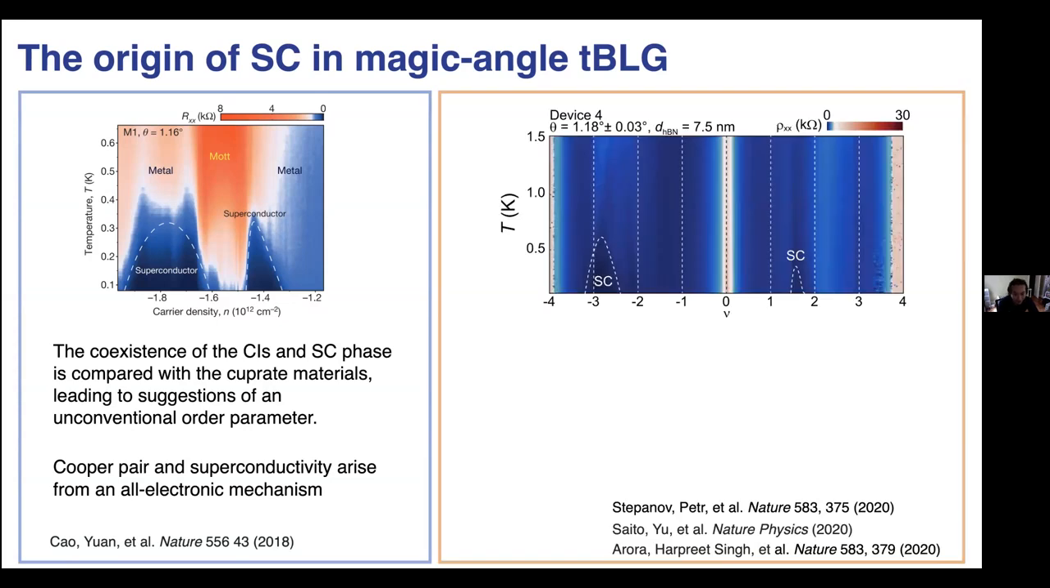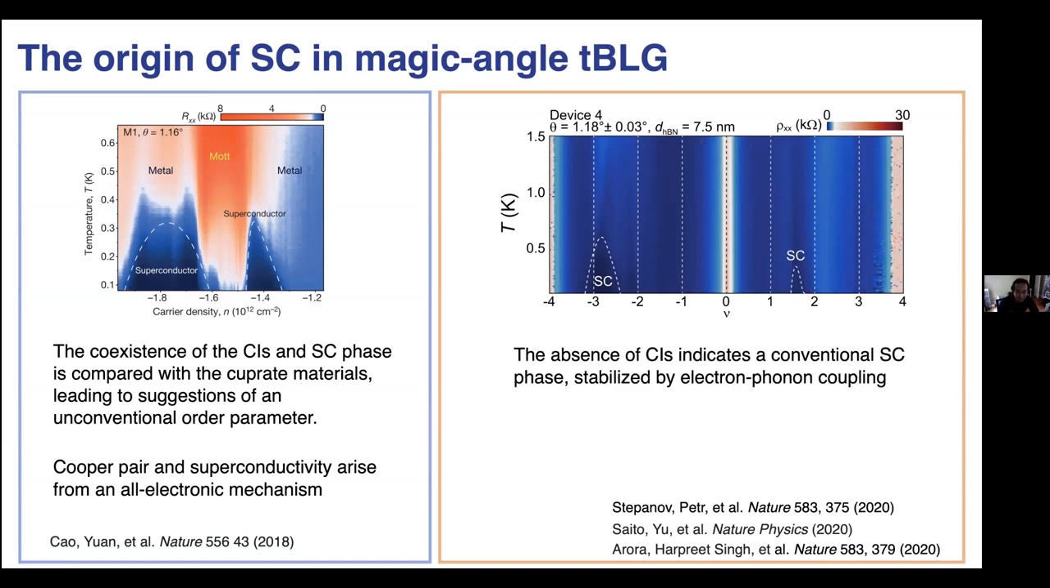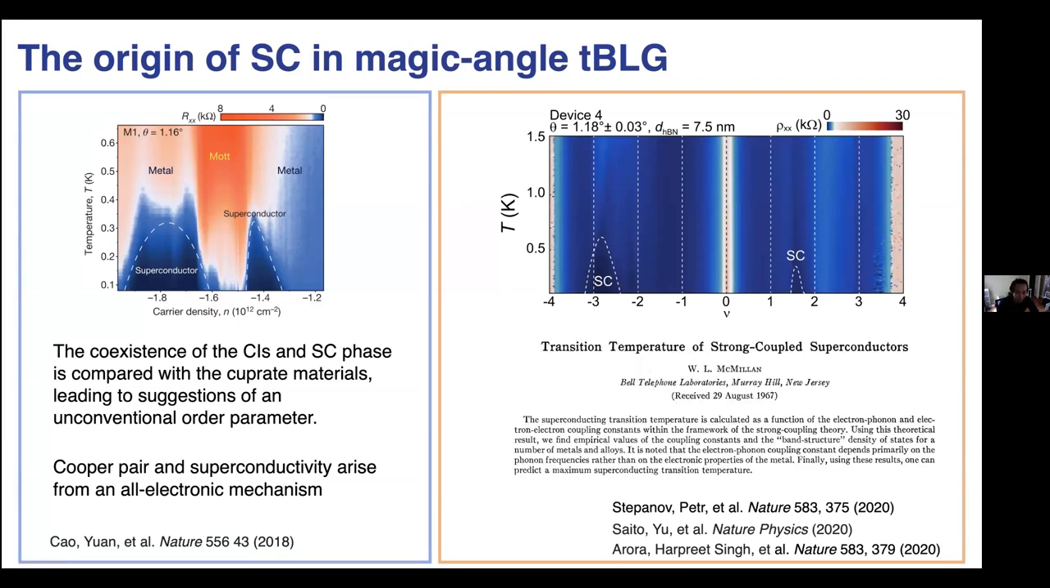A bit later, it was discovered that a superconducting phase can also be stabilized in samples without a correlated insulator. This seemed to indicate that the nature of the superconducting phase might be conventional. There is a big distinction between these two scenarios. For the unconventional case, the superconductor is stabilized by Coulomb correlation, whereas in the BCS picture, it has long been recognized that Coulomb interaction competes against electron-phonon coupling. This means that if we can have direct control on the strength of Coulomb correlation within the Moire flat band, the behavior of the superconductor will shed light on the nature of the pairing mechanism.